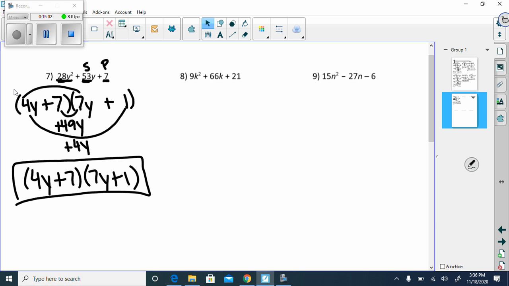So, if there is more than one option of what multiplies to give you those first two terms, you may have to try a couple of different things. You might try 1 and 28 first, and then you realize it doesn't work no matter where you put the 1 and 7, and then you would realize that you have to use 4y and 7y.